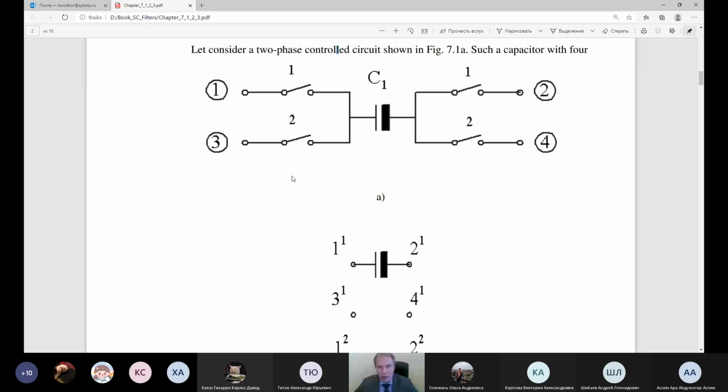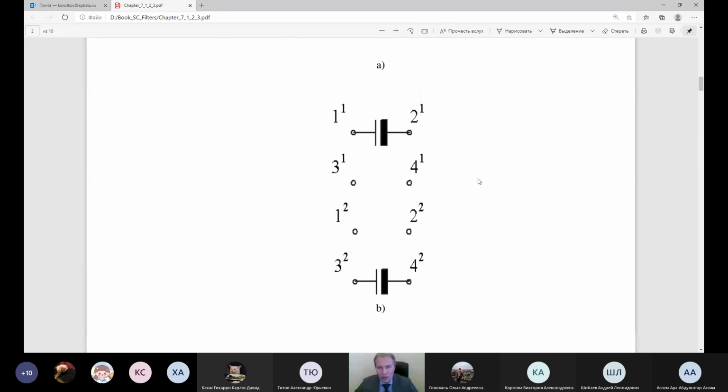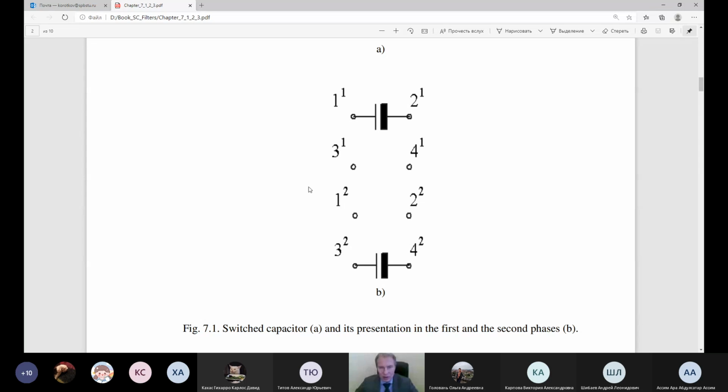On the second phase, the first switch is open, the second switch is open, and the third switch is closed, and the fourth switch is closed too. So it means that on the second phase we have the structure like here. You see, there is no capacitor between node number 1 and node number 2, but the capacitor is included between node number 3 and node number 4. So this is the equivalent presentation of the circuit in the time domain, by the way.